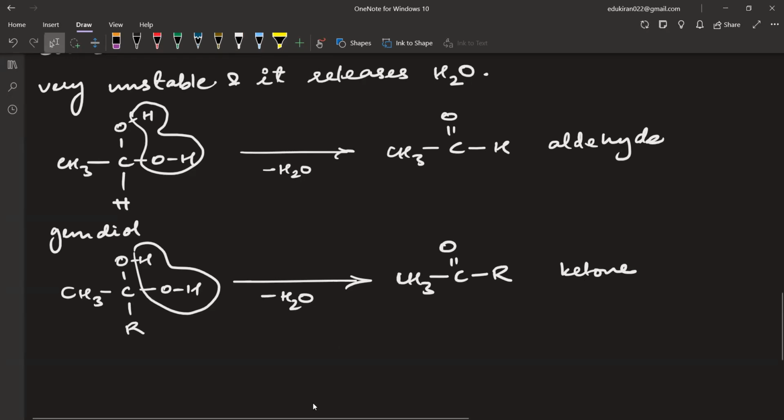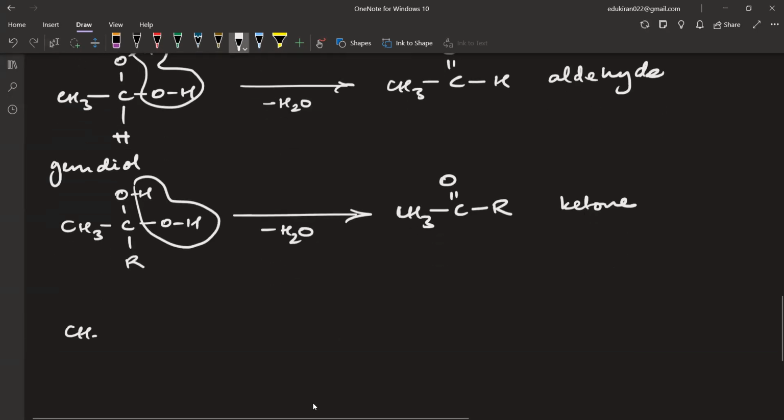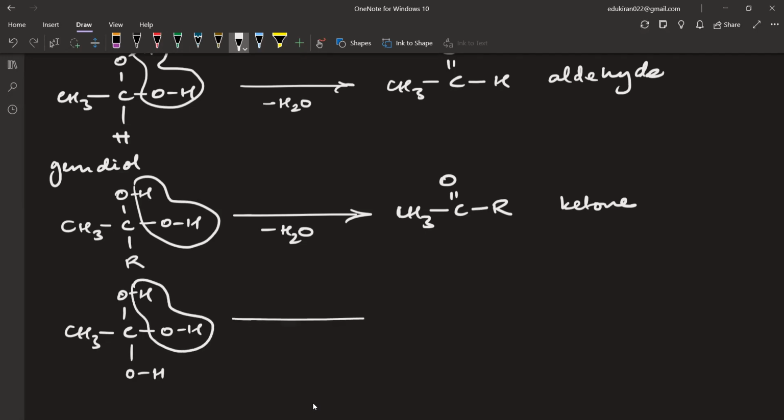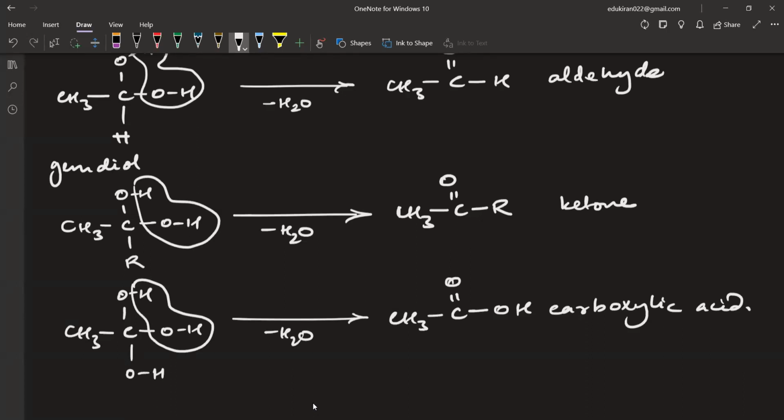And at last, if you have three OHs, let us say, for example, you have CH3, carbon with an OH group, with another OH group, and with another OH group. Now, in this case, again, what is going to happen? Water molecule will leave like this, and you are going to form CH3, C double bond O, and then OH. This is carboxylic acid. Sorry. Write this down. Let me know when you're done.